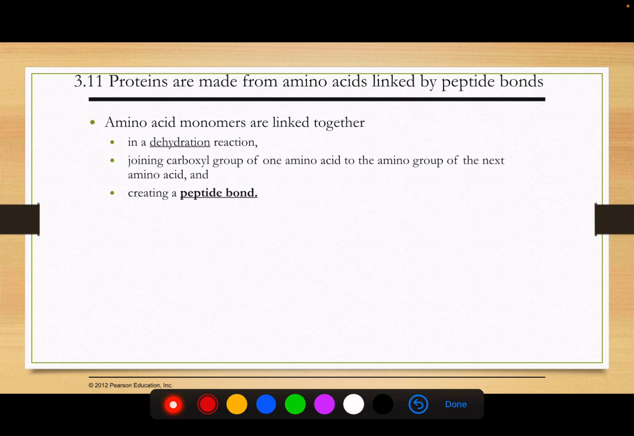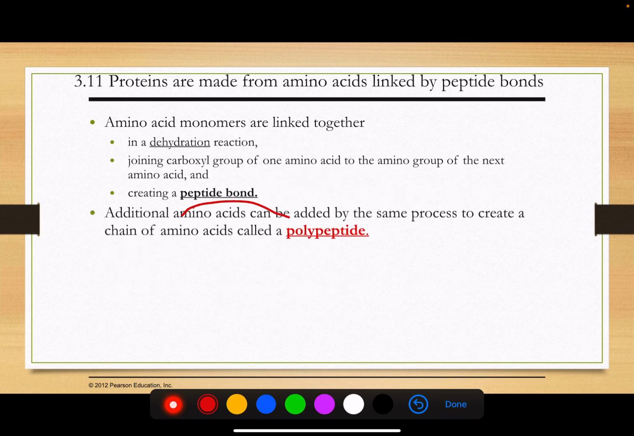Amino acid monomers are linked together in a dehydration reaction. We're going to join the carboxyl group of one amino acid with the amino group of the next. That bond, it is a covalent bond, but we give it a proper name, and we're going to call it a peptide bond. Additional amino acids can be added, with the same process, to create a chain of amino acids called a polypeptide.